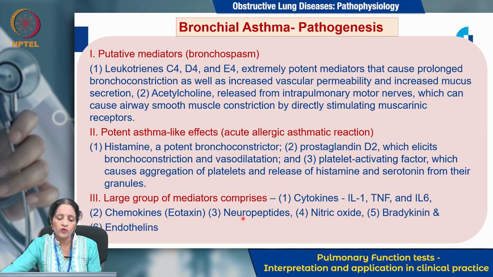Then we have a third group of mediators, which form the larger group comprising some of the cytokines, that is interleukin 1, tumor necrosis factor alpha and interleukin 6, and also the chemokines, of which eotaxin is very important, and the neuropeptides, nitric oxide, bradykinin and the endothelins. All these are a major group of mediators which can also be targeted by drugs.